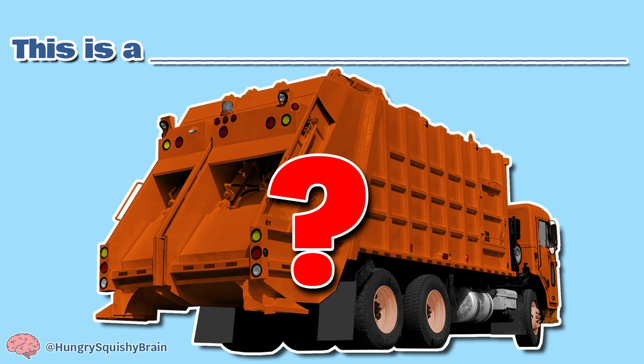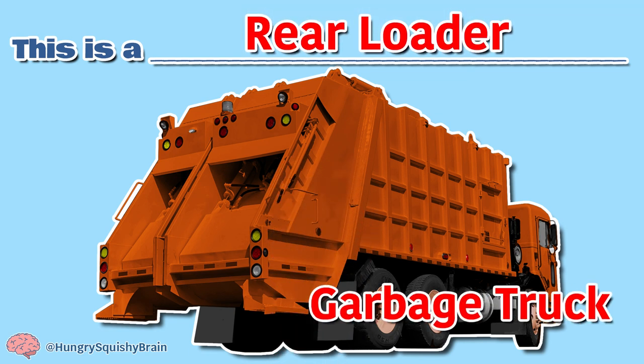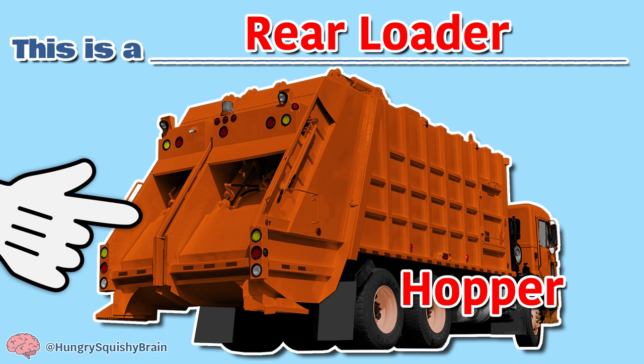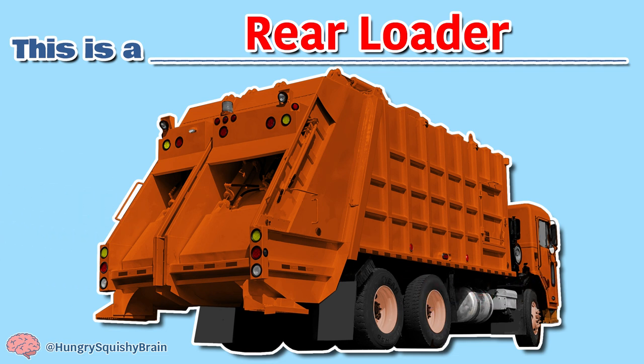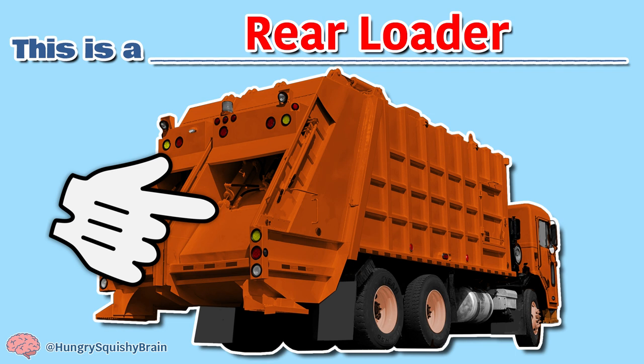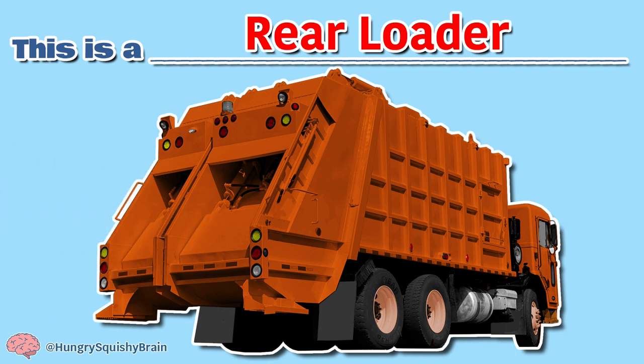What is this? This is a rear loader garbage truck, because the hopper is in the back of the truck, which is where the waste goes. And this rear loader is different than the other ones we've seen. This rear loader has two hoppers and two containers, so it can carry two different types of waste in its two separate containers.